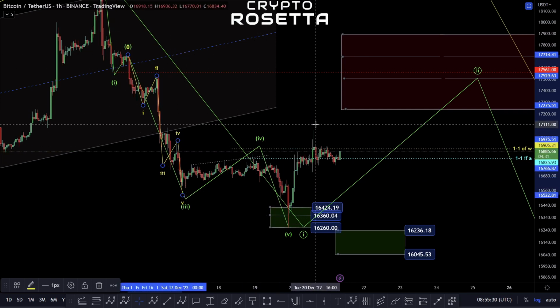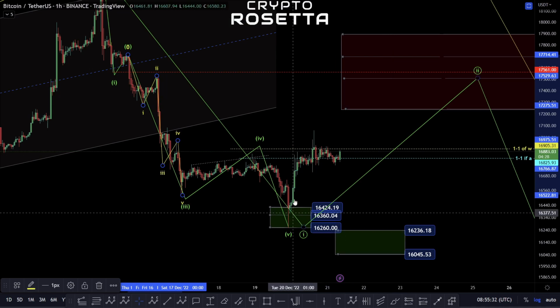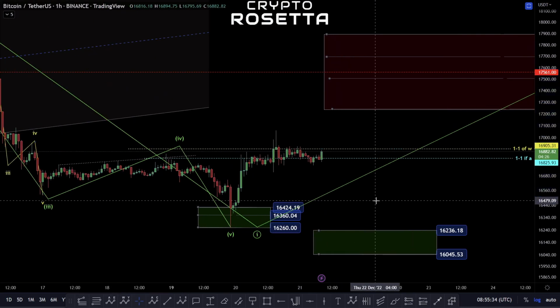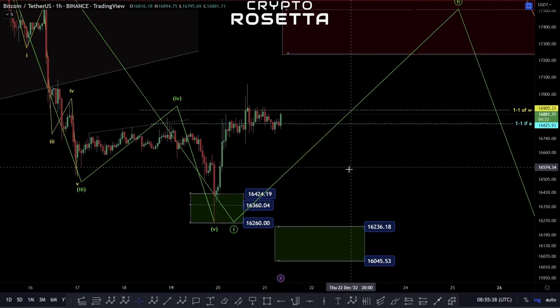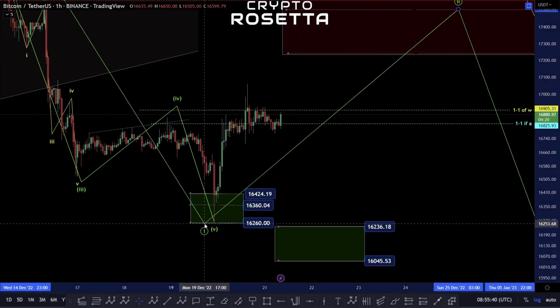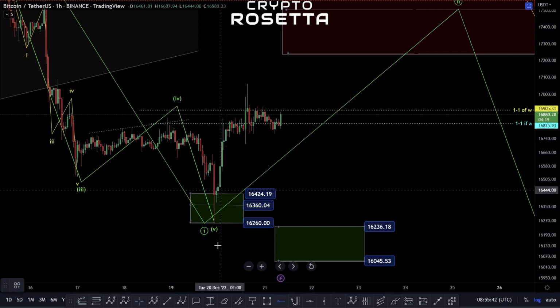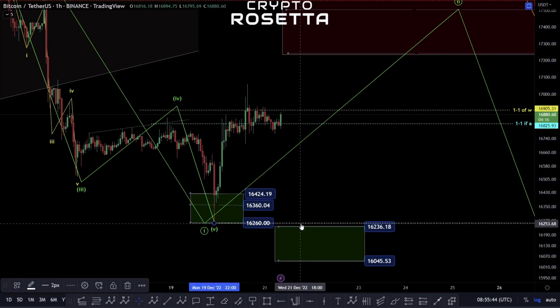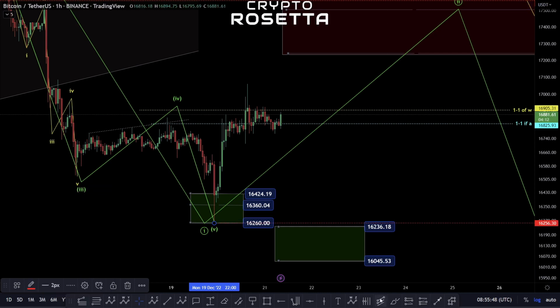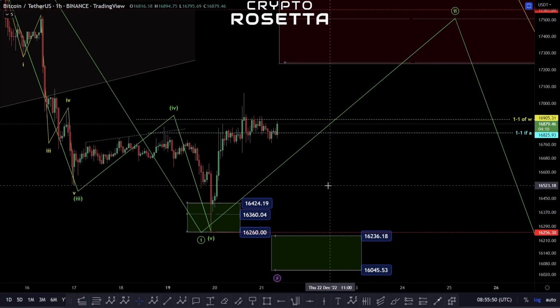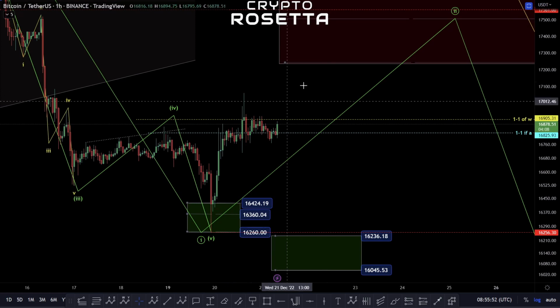So it is still possible that we look to break down from here, though the current structure isn't really suggesting it. So now that we have, if we look at this as a completed move into this low, first off, we wouldn't look to break down past this level here at the 16,256, and we could be looking to progress to the upside.